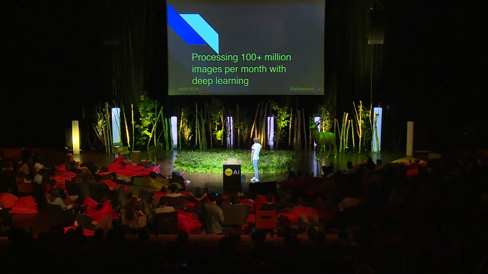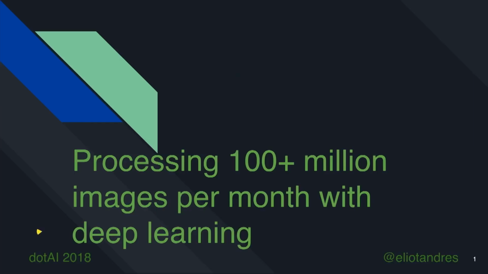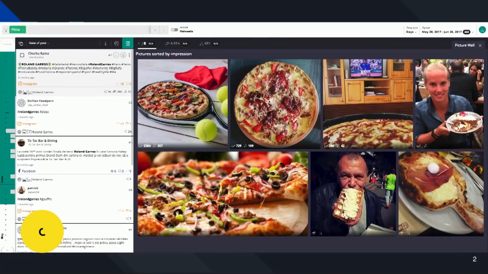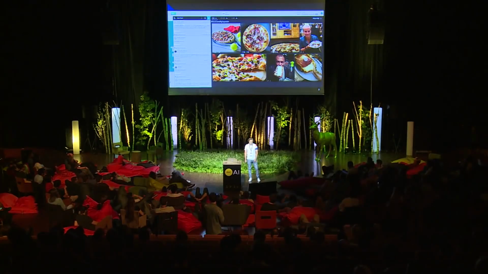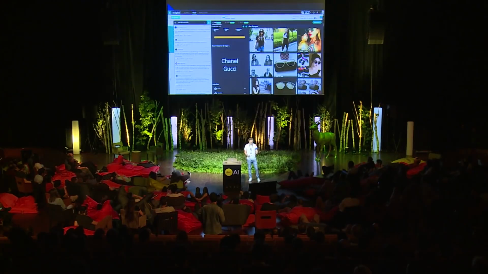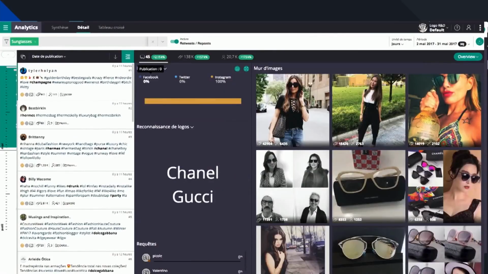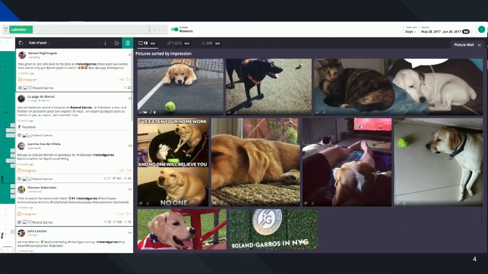Today, I'm going to talk to you about how to process more than 100 million images per month with deep learning. This project was put in place at Linkfluence, a company that is doing social media monitoring. And they wanted to analyze what was in the images they are receiving. And they were able to detect things like pizza, brands, glasses, and of course, and this is my favorite state-of-the-art technology, Labradors.